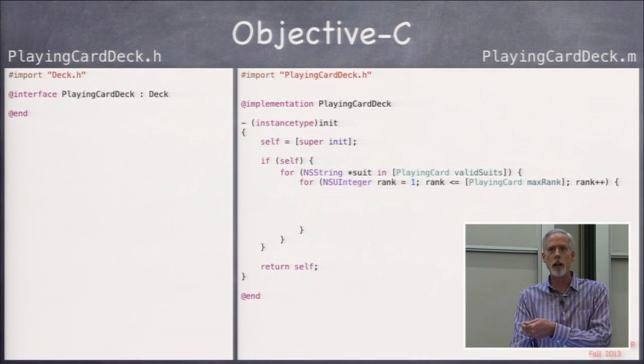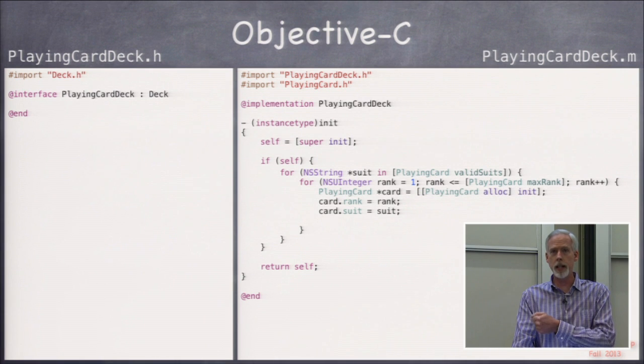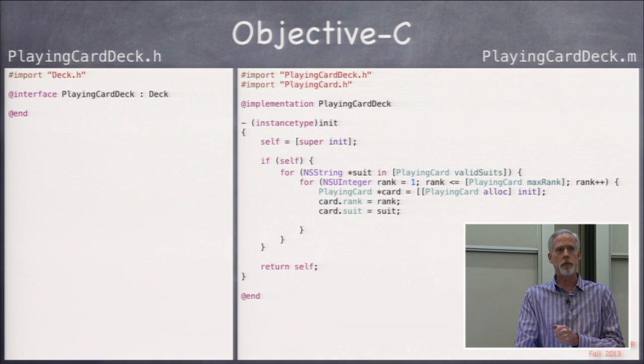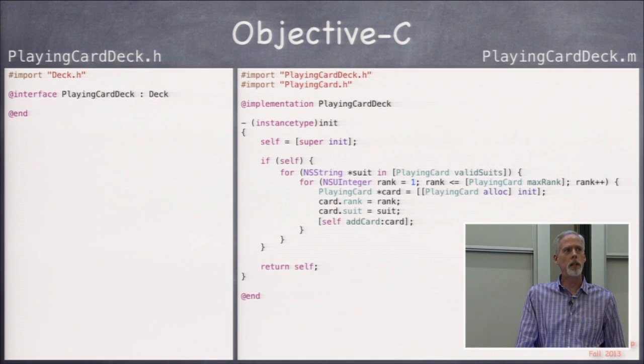Everyone cool with that? Then I'm going to import PlayingCard because I'm going to create a PlayingCard alloc init. Then I'm going to set that card's rank, set that card's suit. Rank and suit are my little iteration variables there. And then I'm going to add it to myself. Now, I'm a deck, so that's perfectly fine. Everybody cool with that code?